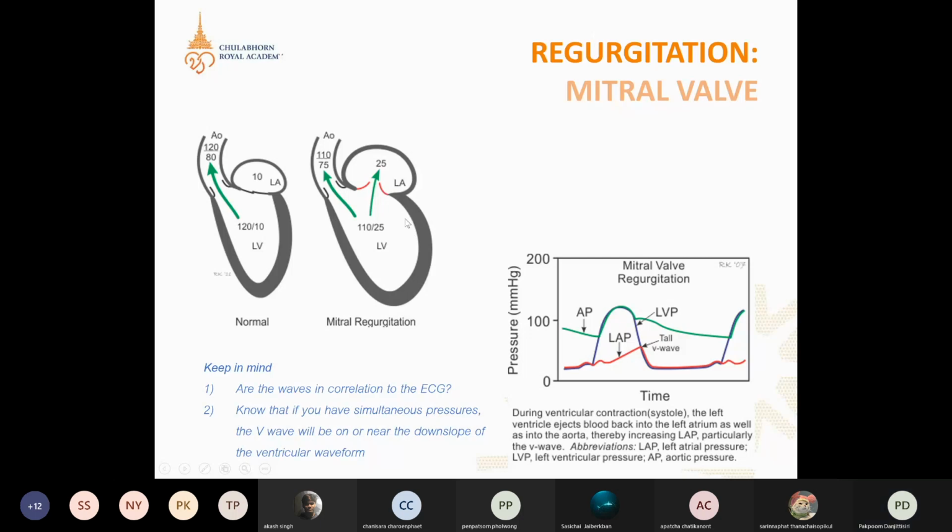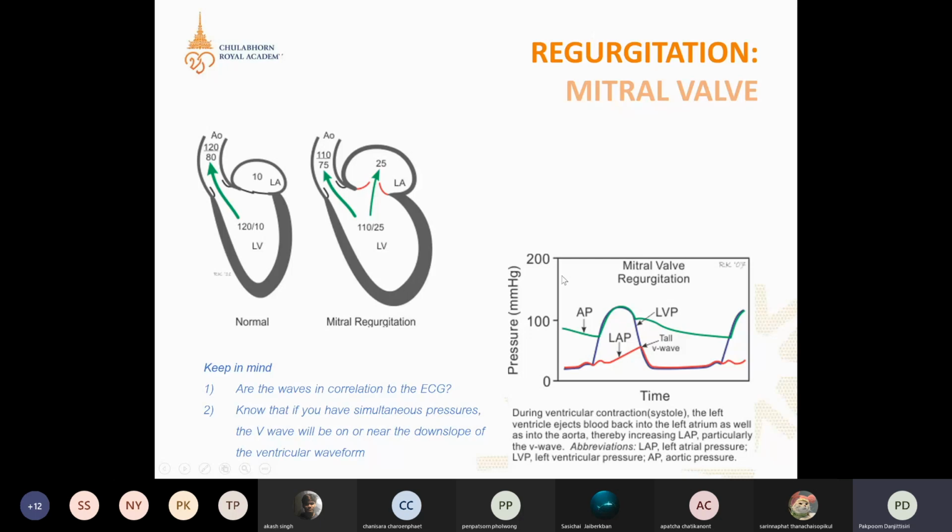So that's why the LV cannot pump out the blood with the same pressure as the normal one, because of the lost volume into the LA. Not the whole blood in the LV is pumped out into the aorta. Okay.